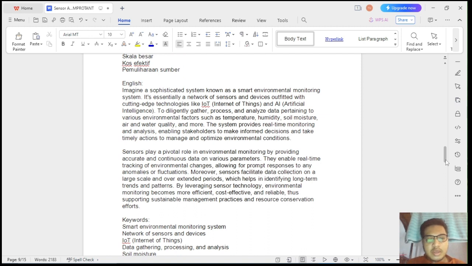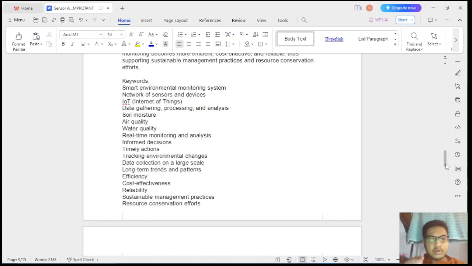And this is the English version. Usually the Malay one is just for translating to English. These are the keywords: smart environment, IoT, network sensor device, data gathering, processing analysis, soil moisture, air quality, water quality, real-time monitoring, analysis, informed decision, timely action, tracking, data collection on a large scale, also of course long-term trends and patterns, high efficiency, cost-effective, reliability, sustainable management practice, resource conservation effort.